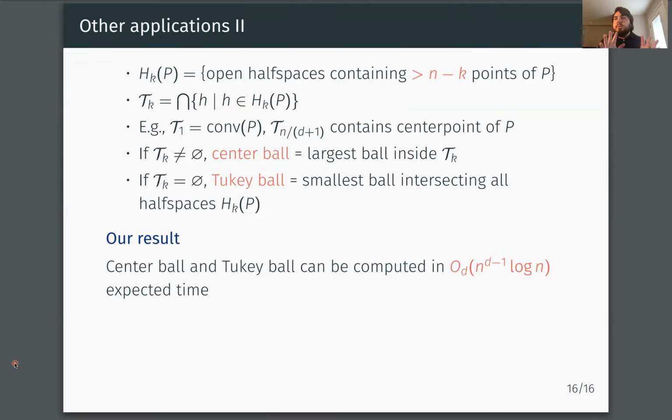But these are 4 additional applications of Chan's technique we've presented today. And in general, we think there are many more applications of this technique.